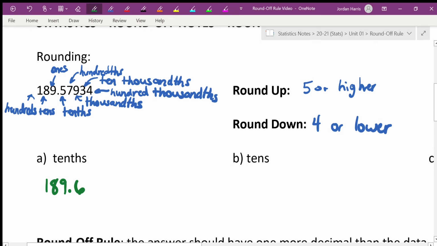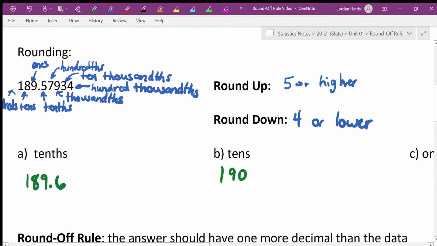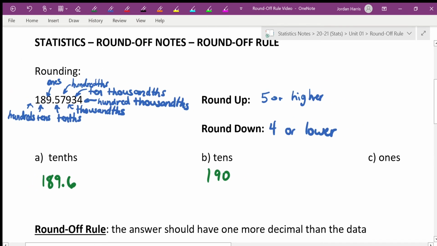If I'm rounding to the tens place, I look at the ones. That is 9, which is 5 or higher, so that's 190. Rounding to the ones place, I'm looking at the tenths. That's the next place behind it. Looking at the tenths, that number is 5 or higher, so I would round up again. So notice all of these I ended up rounding up. That won't be true always.